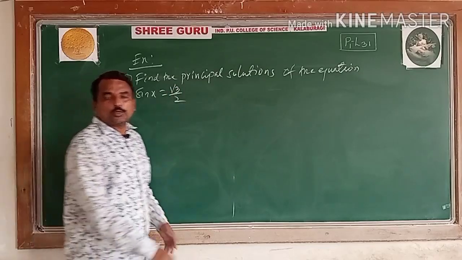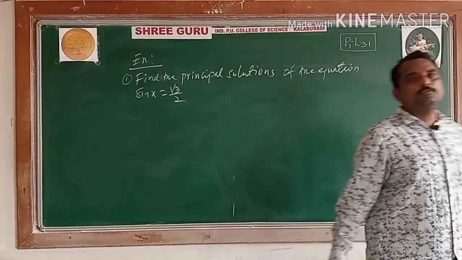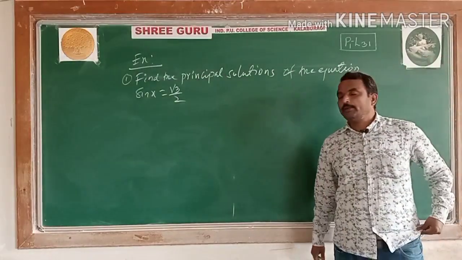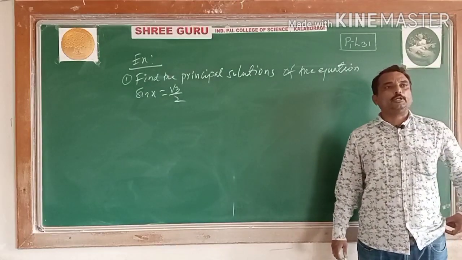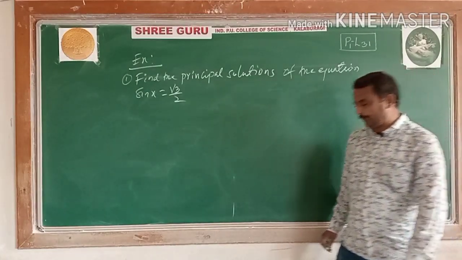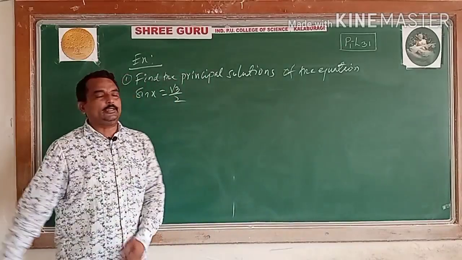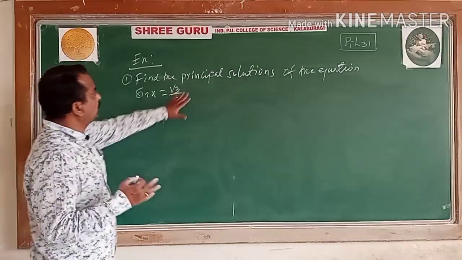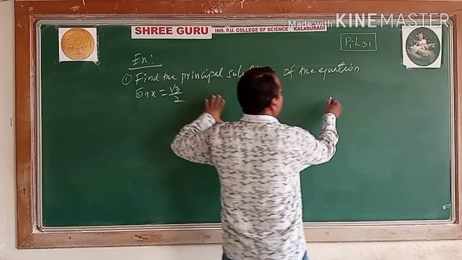Sin x equal to root 3 by 2. Find the principal solutions of the equation sin x equal to root 3 by 2. Let us see, students. Sin x equal to root 3 by 2. So you know the meaning of the principal solutions.